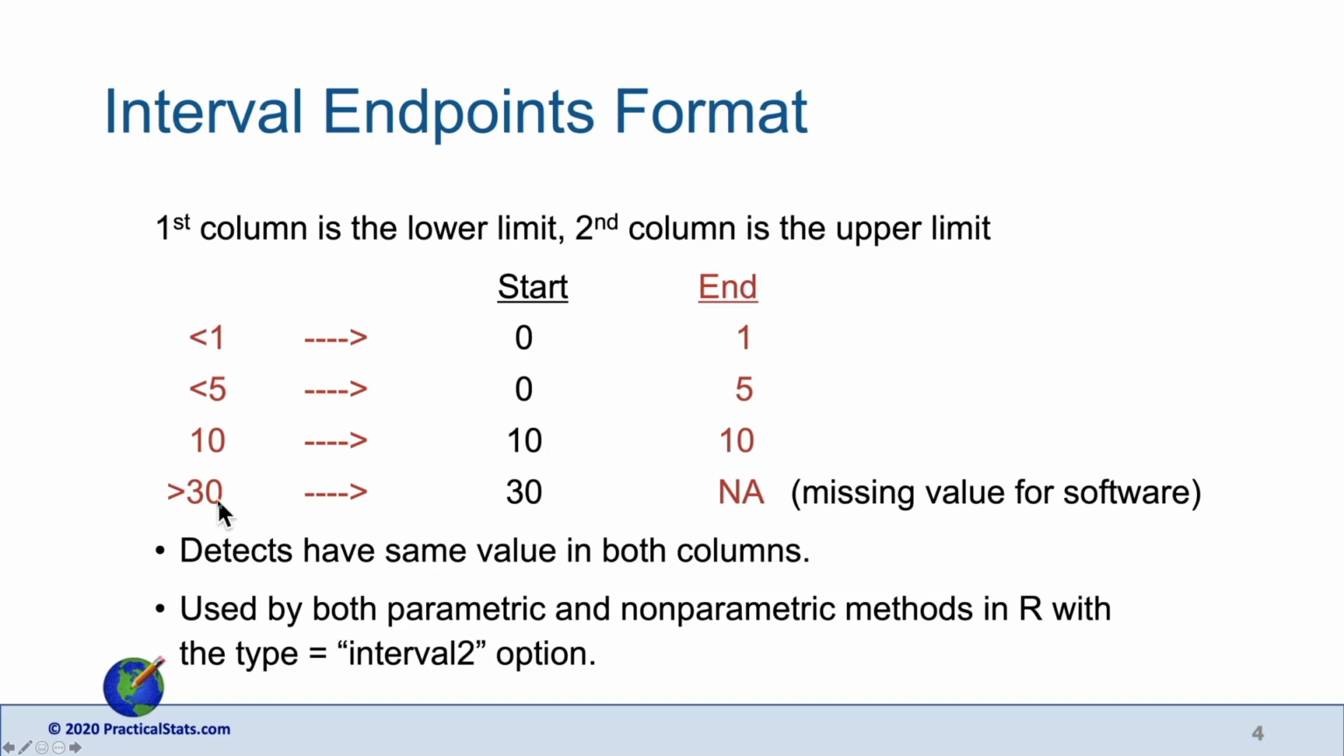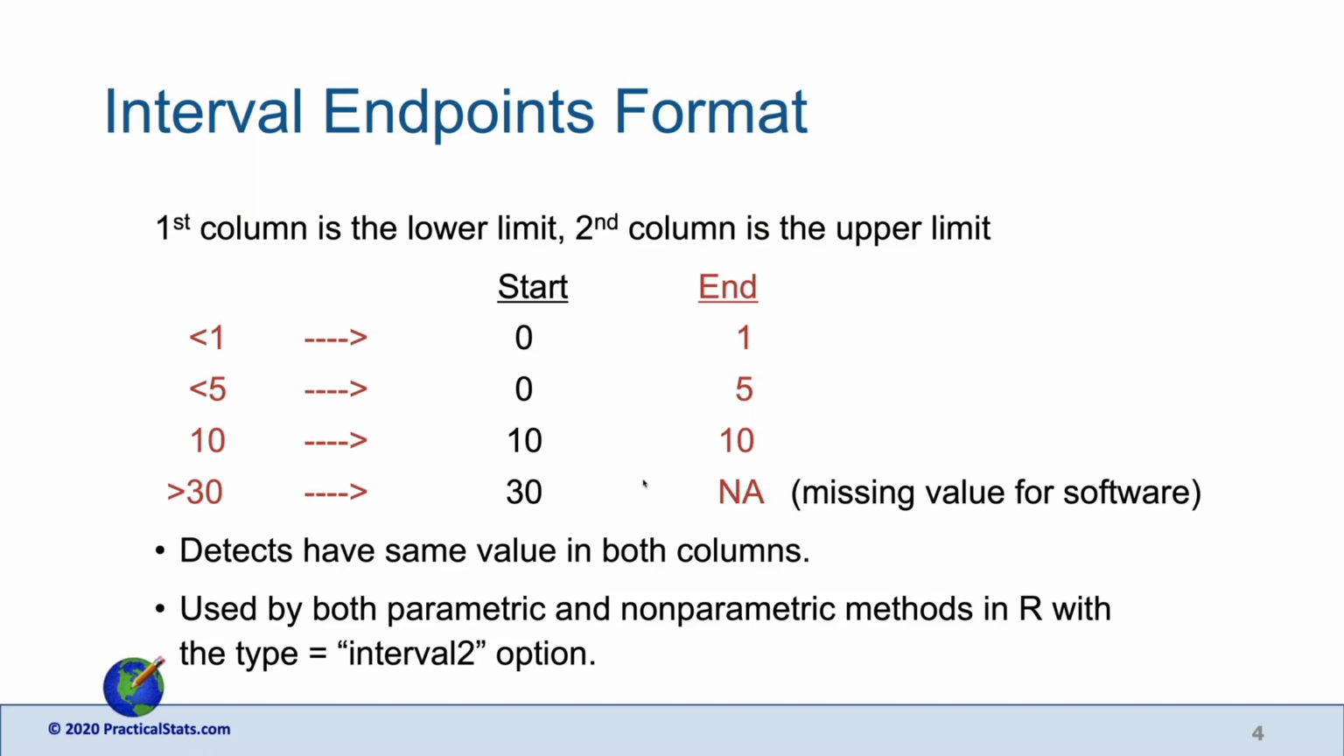And then what about greater thans on the upper end? Well, the lower limit would be that limit of 30 in this case, if it's greater than 30, and the upper end is a missing value. And that's pretty typical in software. The missing value is used to indicate going up to infinity. So if it's greater than 30 and you don't know anything else other than that, it's from 30 up to infinity somewhere. Okay, so it's somewhere beyond 30, and that's what you know.